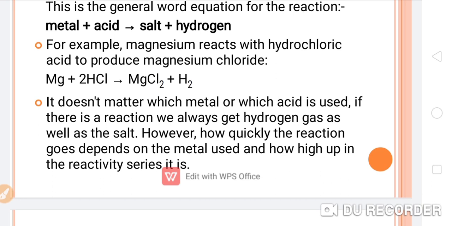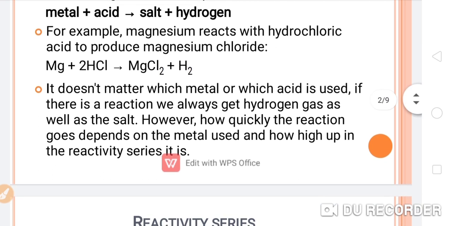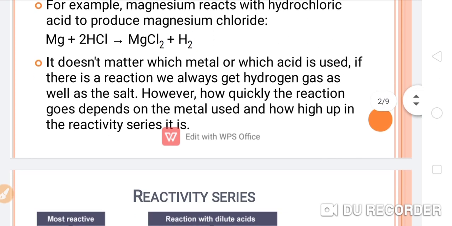It doesn't matter which metal or which acid is used. If there is a reaction, we always get hydrogen gas. This is true. As well as the salt will form, that is the respective salt of the acid. However, how quickly, meaning the rate of reaction, the reaction goes depends on the metal used and how high up it is in the reactivity series. So the position of the metal will determine the rate of the reaction with acid. What will be the speed of the reaction?